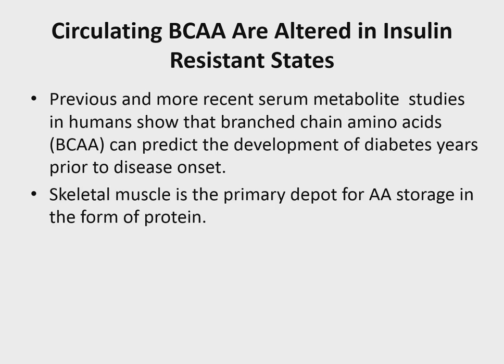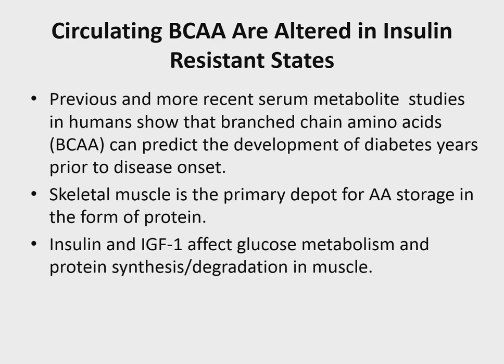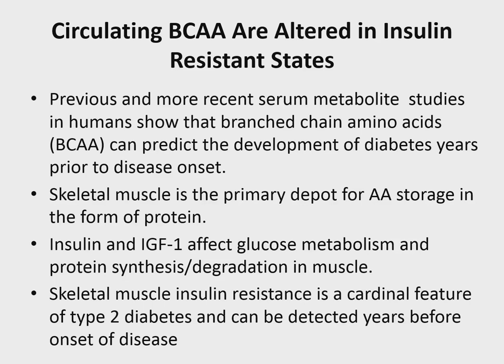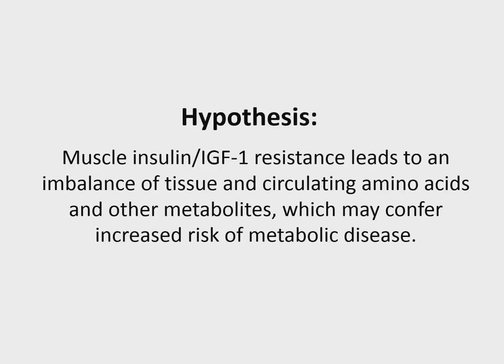Skeletal muscle is the primary depot for the organism for amino acid storage in the form of protein, which can be released upon stress states, both illness and starvation. And we know that insulin and IGF can affect not only glucose metabolism, but also protein synthesis and degradation in muscle. And lastly, skeletal muscle insulin resistance is a cardinal feature of type 2 diabetes, and this also can be detected up to 10 years before disease onset, or in folks that are at risk for developing diabetes, either through family history or other means. And so these generated our central hypothesis that perhaps muscle insulin or IGF resistance could lead to an imbalance of tissue and circulating amino acids and other metabolites, which may confer increased risk of metabolic disease.